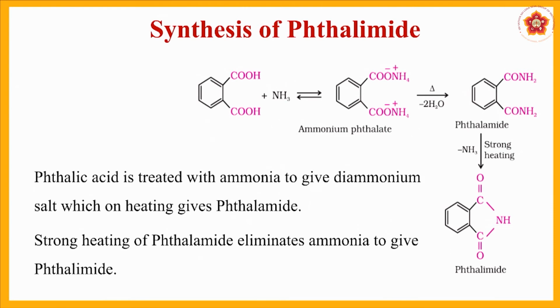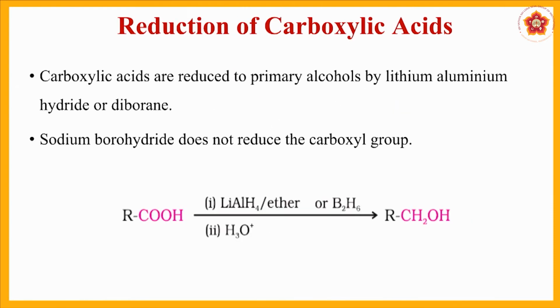Next one is the reduction of carboxylic acids, and the moment we hear this word reduction, it basically means either removal of oxygen or addition of hydrogen atoms. What we see here is that carboxylic acid can be reduced to the corresponding alcohol, which indicates that if you see the starting reactant formula and the final formula, one oxygen atom has gone away and two hydrogen atoms have come in.